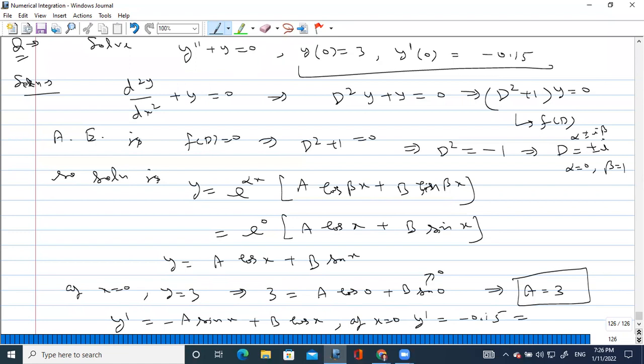So that I can put here. That will be equal to minus a sin x, so that will become 0, only b will be remaining. So that will be the value of b. So b is minus 0.15. Hence, final y will be 3 cos x minus 0.15 sin x. Note down this.